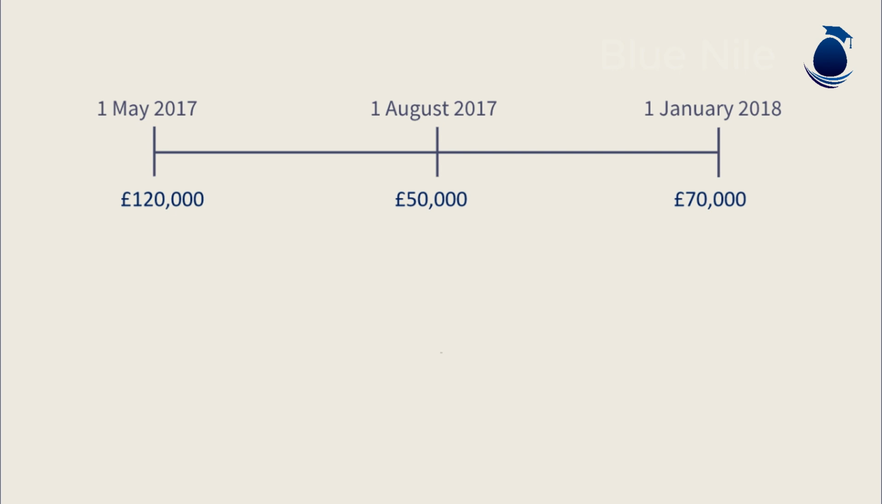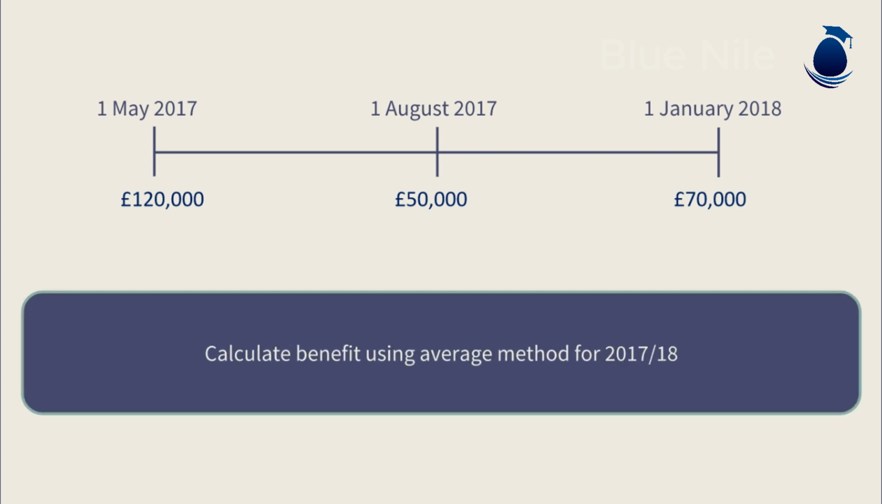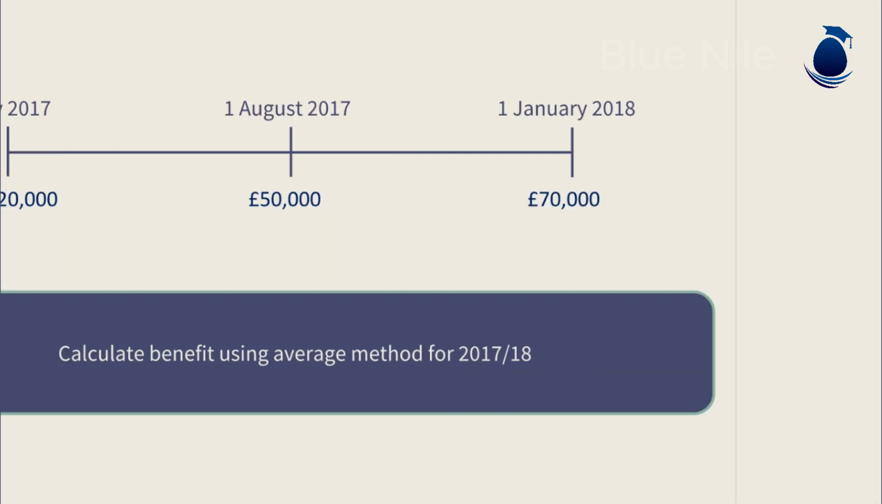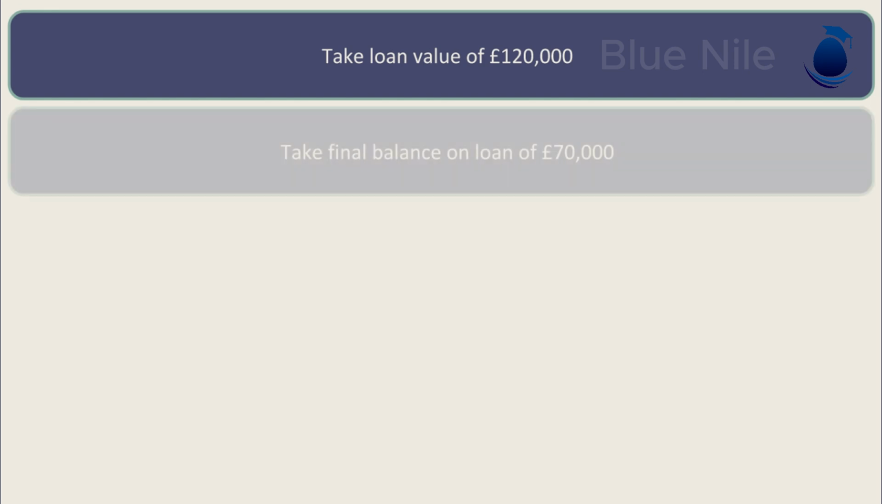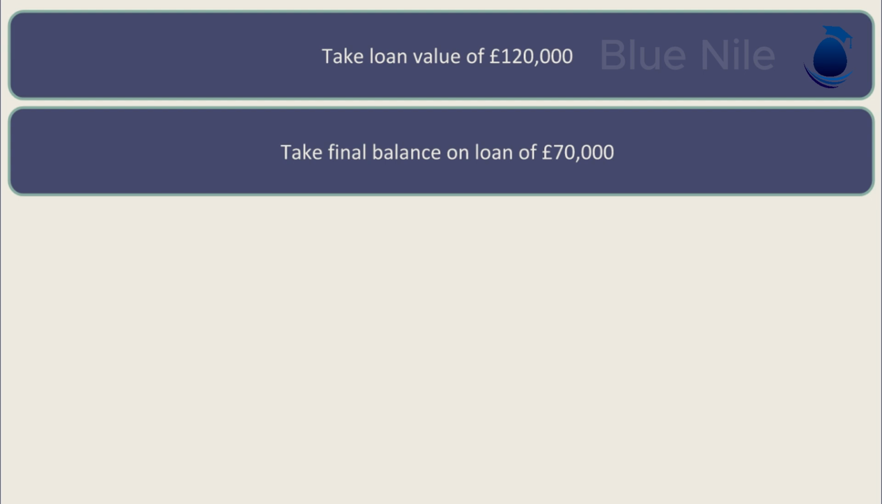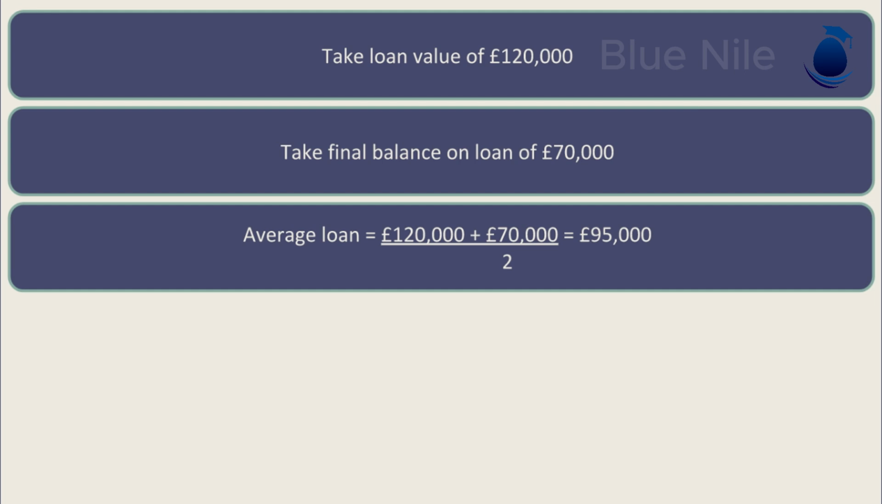This time, let's just calculate the benefit for 2017-18 using the average method to show you how this one is different. At the start of 2017-18 tax year, there's no loan balance, but rather than using nil in the calculation, we take the loan value when first made of £120,000. And again at the end of 2017-18, there's no loan balance, but instead of using nil in the calculation, we take the final balance on the loan immediately before it's cleared, of £70,000. The average loan balance is therefore £120,000 plus £70,000 divided by 2.